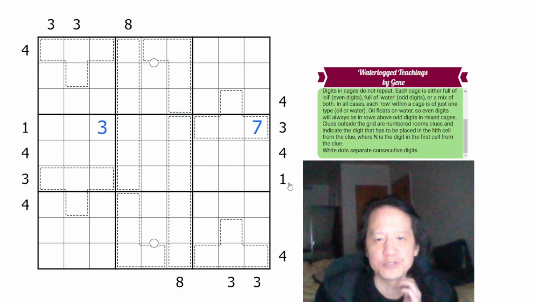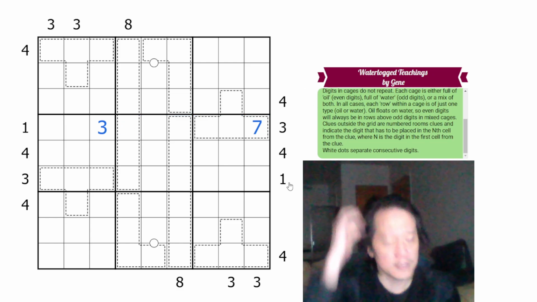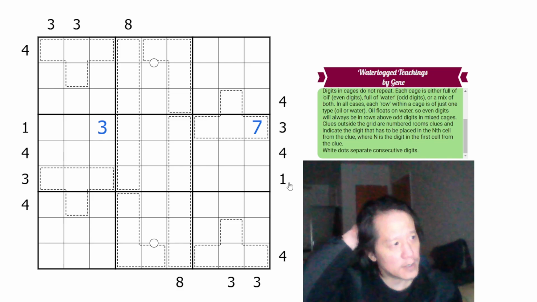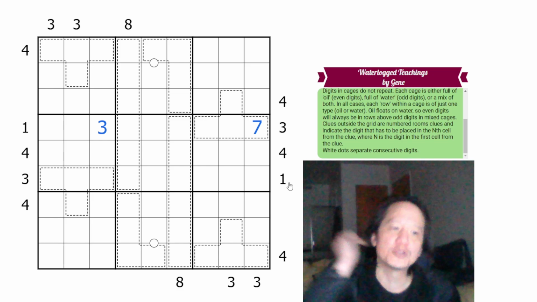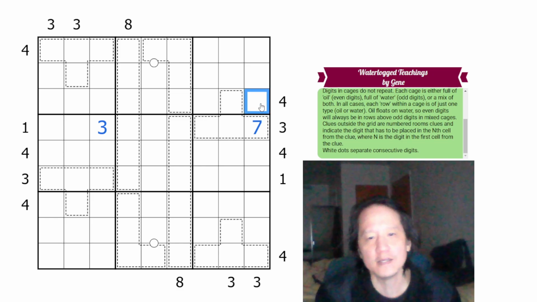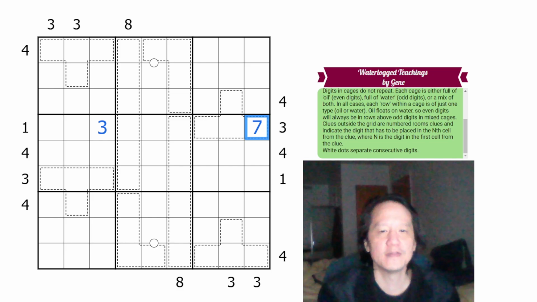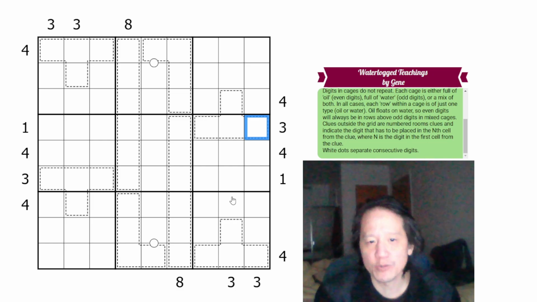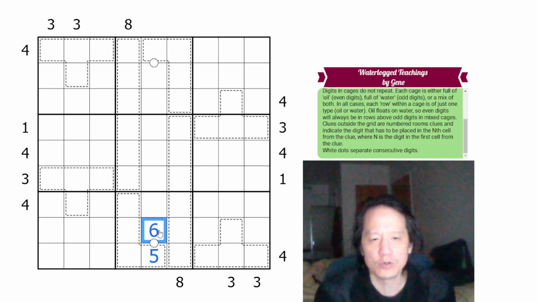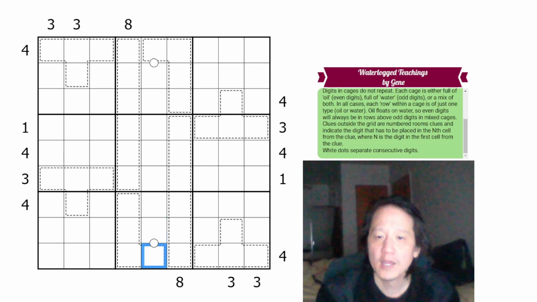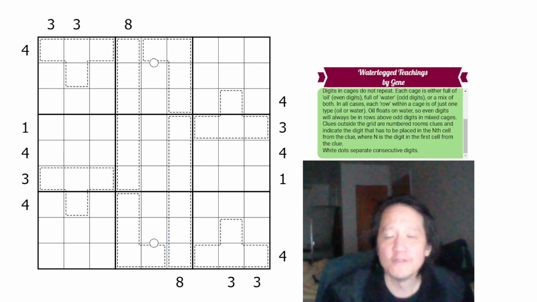So the clues on the outside tell you where these digits have to be. Those are the digits that have to be in the nth cell, where n is the digit in the first cell from the clue. And white dots separate consecutive digits. So if this were a 5, this would have to be a 4 or a 6 to be consecutive with it. And those are all the rules. If you'd like to play along, there's going to be a link in the description. And now, I'm going to get started.